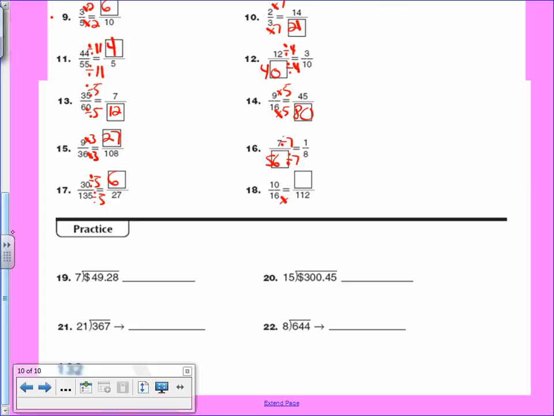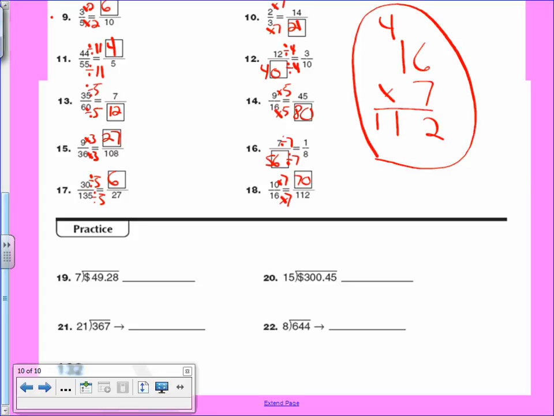Let's go 16 times 7. 6 times 7 is 42. 7 times 1 is 7, plus 4 is 112. Well, that's correct, so we're multiplying by 7 here. 10 times 7 equals 70. You see how I worked out my problems here on the side, kids? I wasn't right away when I did 16 times 8, so I just did the next smallest number.